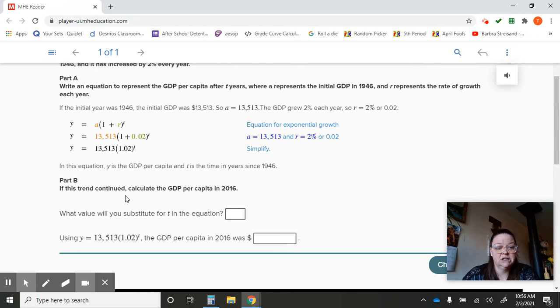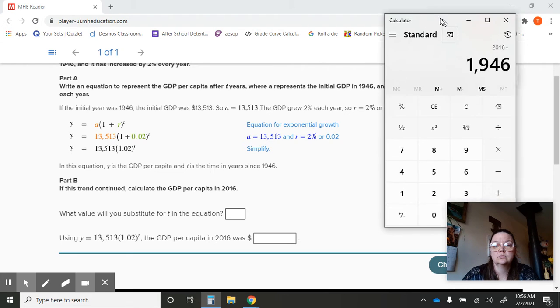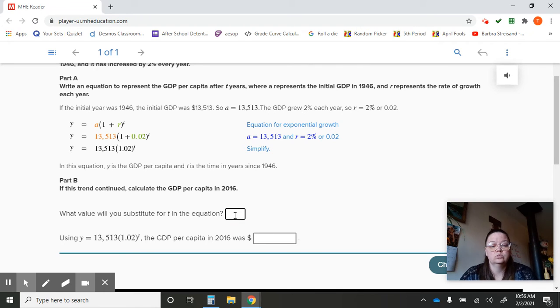If this trend continued, calculate the GDP per capita in 2016. What value will you substitute for T in the equation? Okay, so T is the time since 1946. So we want to know how many years since 1946 is 2016. So that's 70 years.